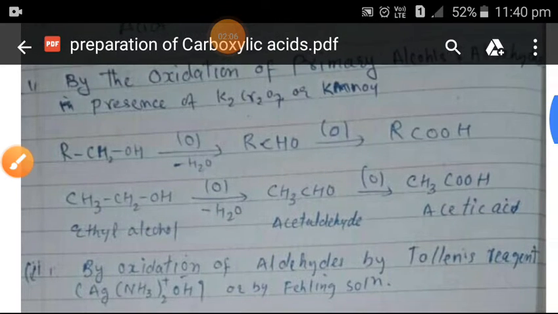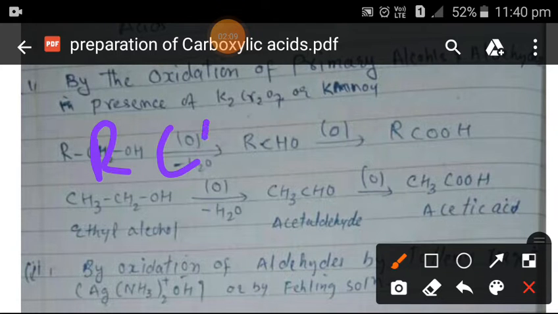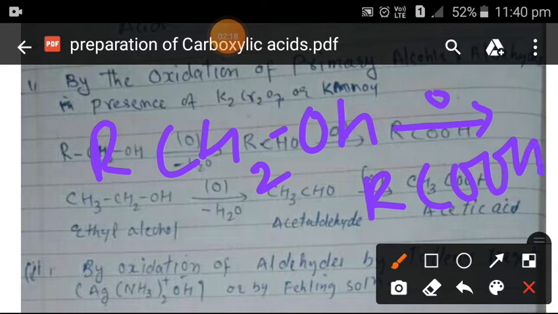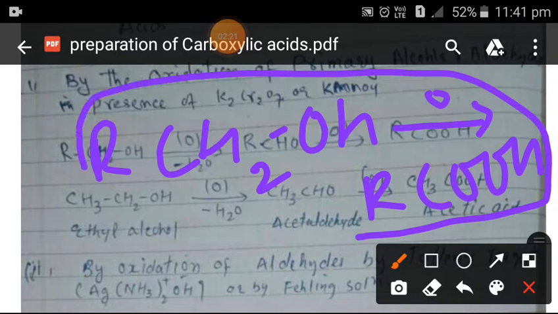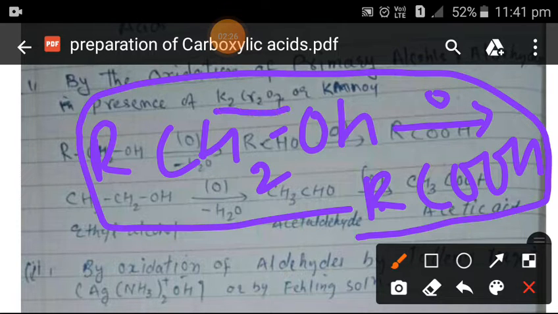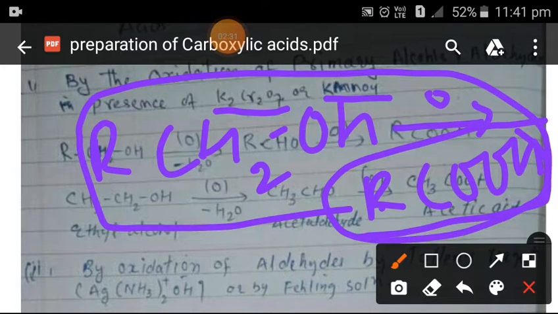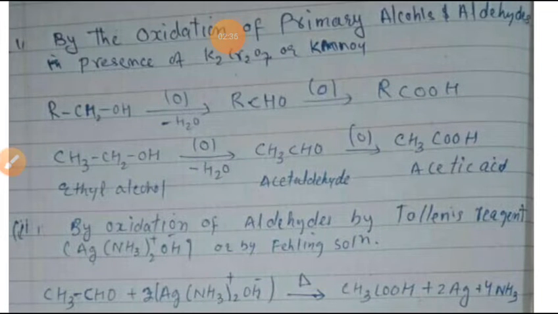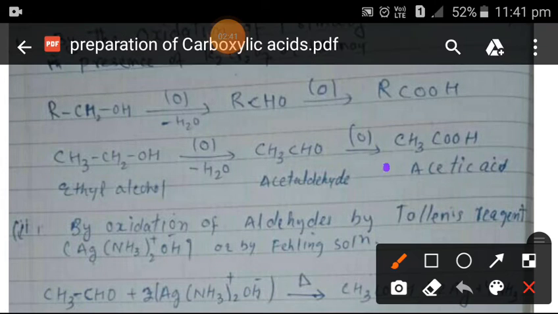We may also write the reaction like this. For example, RCH2OH, primary alcohol, under oxidation, in presence of oxidizing agent gives RCOOH. Clear? The reaction may also be written like this, because the primary alcohols in presence of these reagents form the final product, carboxylic acid. Clear? So here is an example of how the primary alcohols undergo oxidation to form the carboxylic acids.